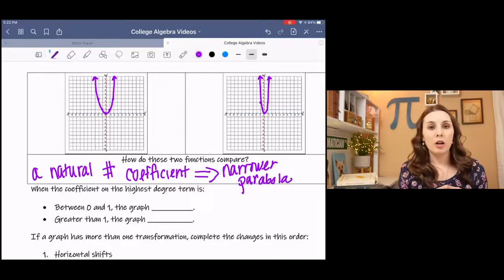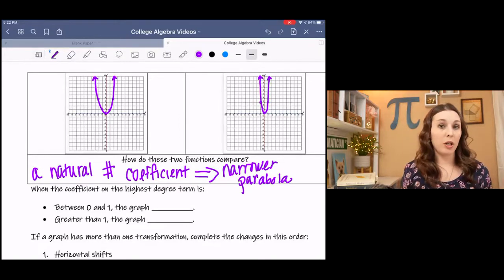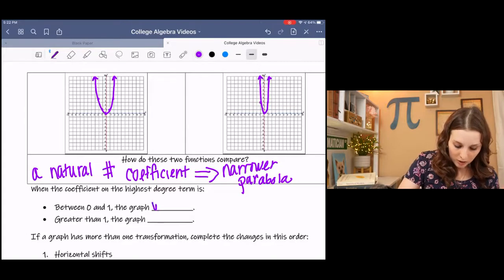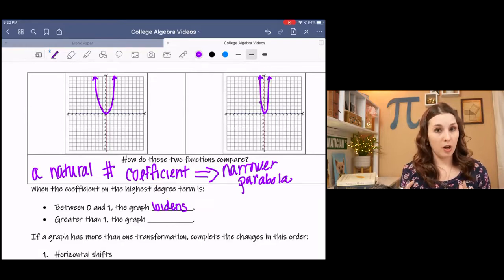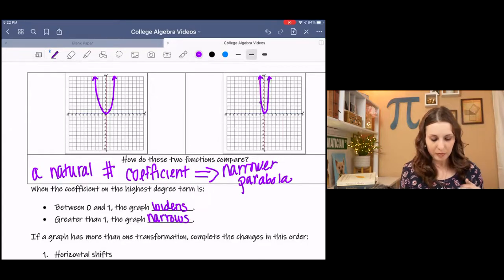So when our coefficient is in between 0 and 1, but not equal to 0 and 1, the graph widens. And then if the value is greater than 1, but not equal to 1, the graph narrows. It stretches, I believe.